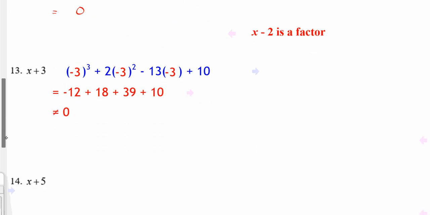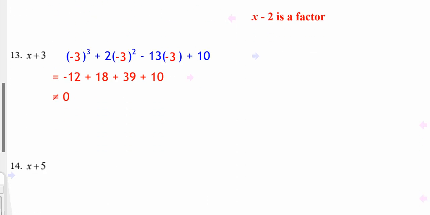So as we look at number 13 here, I said, well, I have a negative 12, and then plus 18 is already going to be positive. Plus more is positive. Plus more is positive. It's never going to get to 0. So I actually didn't do the evaluation. I just recognized, oh, this can't be 0. And as long as I know it's not 0, that tells me it's not a factor.